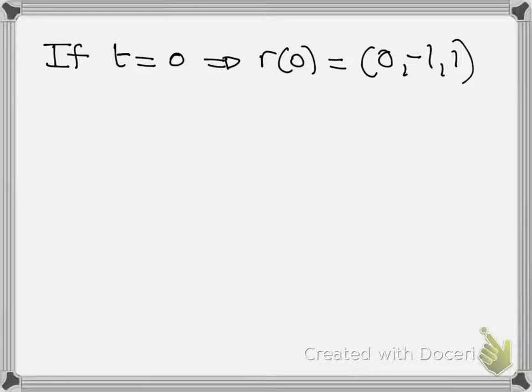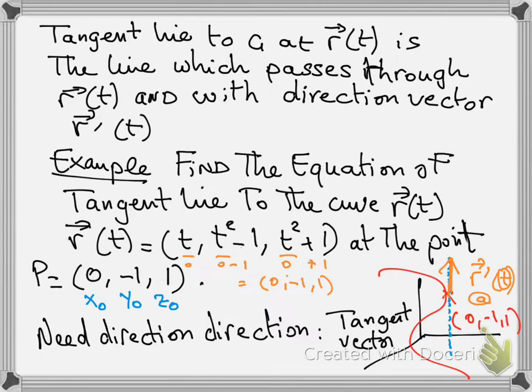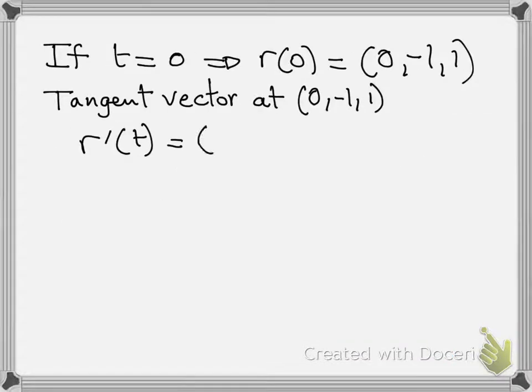So now let's compute the tangent vector at the point 0, negative 1, positive 1. So that will be r prime. Well, first, what's r prime of t? R prime of t is 1, 2t, 2t, right? So it's 1, 2t, 2t. But then 0, negative 1, positive 1 corresponds to the time t equal to 0, right?